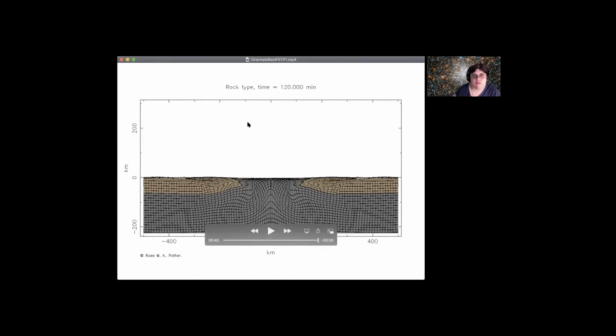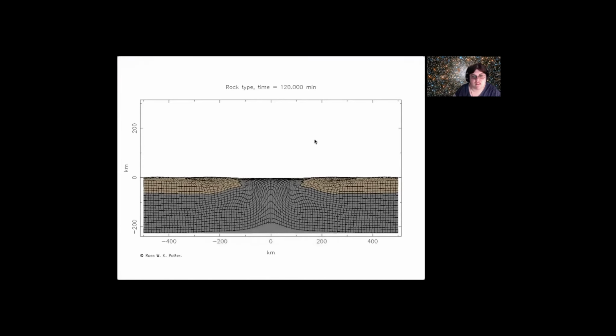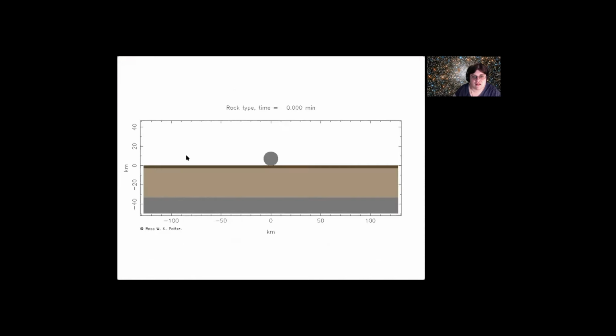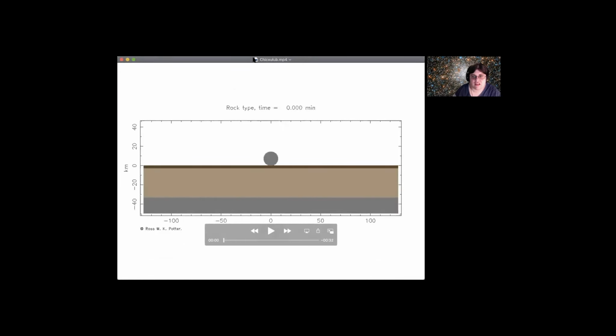Finally, let's look at one more. This one's going to be in between the first two, just because it's a simulation of a rather famous impactor. So this is the Chicxulub crater. So this is the Chicxulub impactor. This is the famous one that killed the dinosaurs.